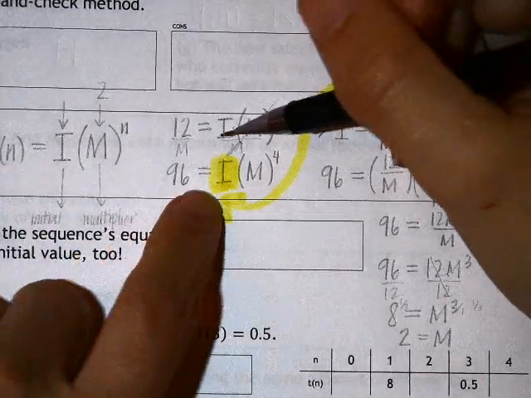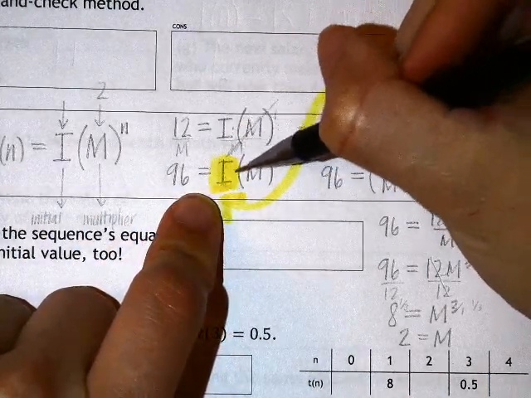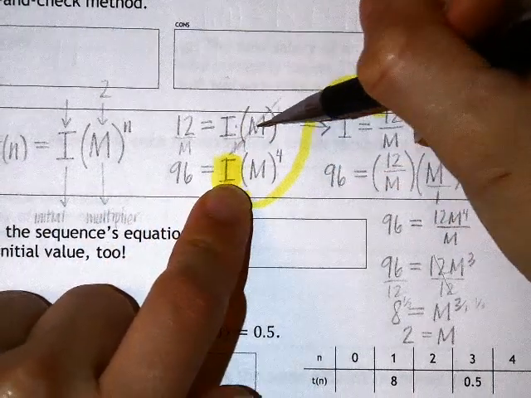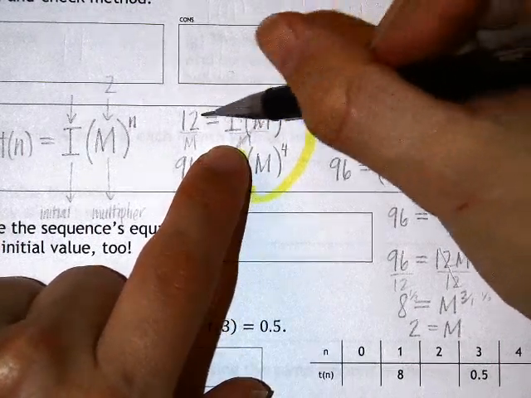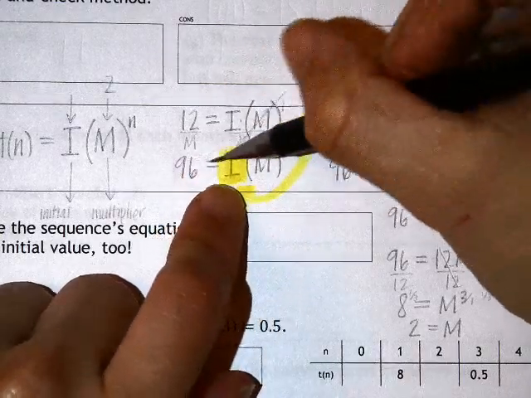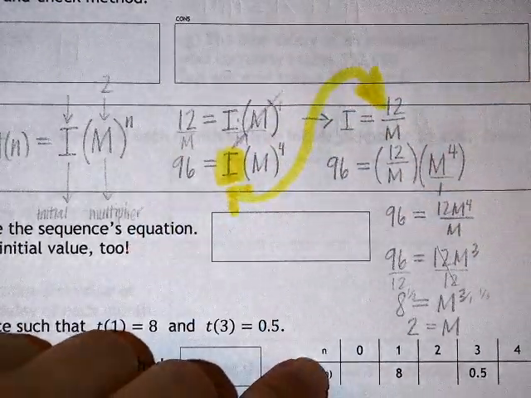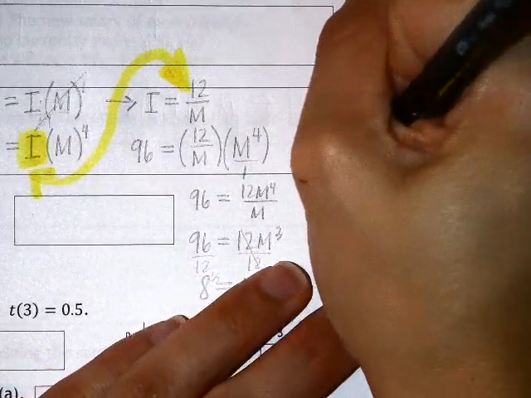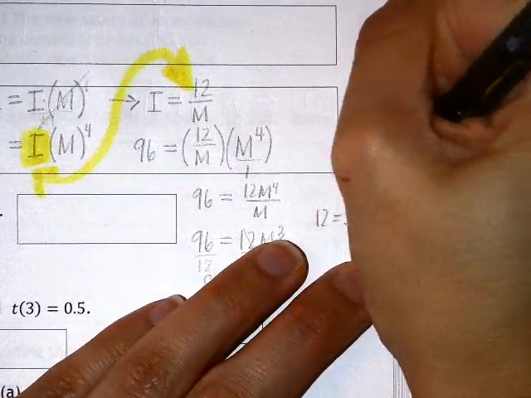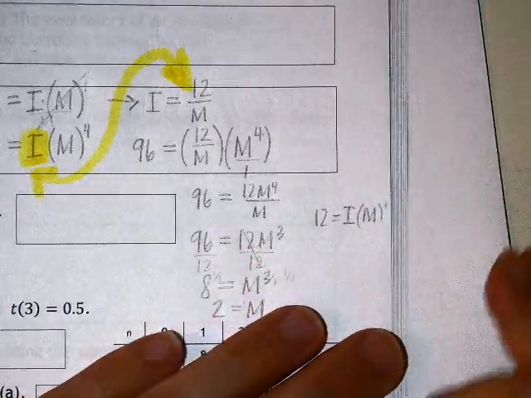So I'm going to go back and I'm going to pick one of my original equations. It doesn't matter which one. And I'm going to solve for the letter I still don't know. I'll pick this equation on top because it looks simpler. The bottom one had bigger numbers, so I'm going to pick the easier looking equation. That equation was 12 equals I times m to the power of 1.